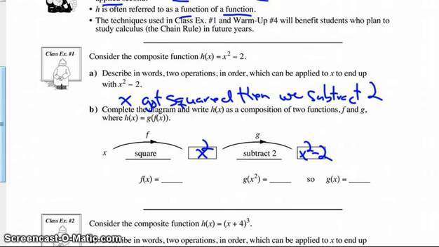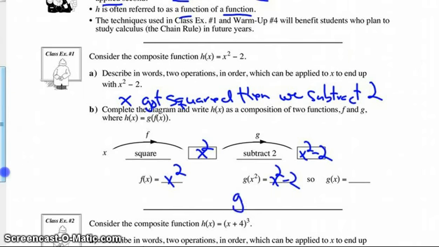So what was f at x? What was its nature? It took whatever it got and then it squared it. That's what f did. It said, hey, give me an input and square it. What did g do? g was the subtract 2. So it takes whatever it gets, and then it subtracts 2, no matter what goes in there. g is x squared minus 2.